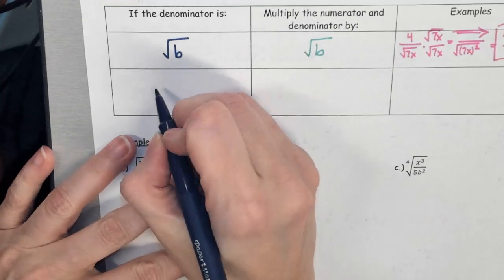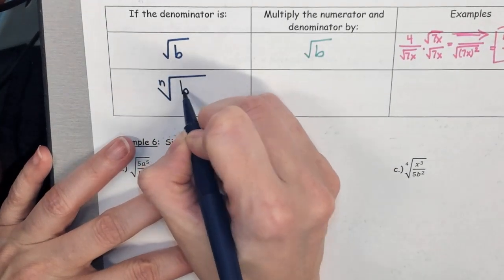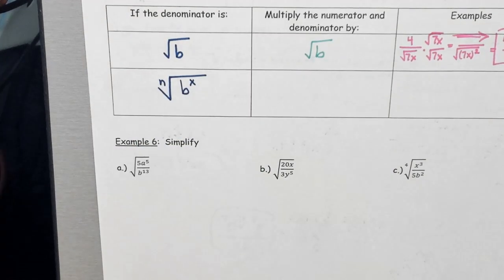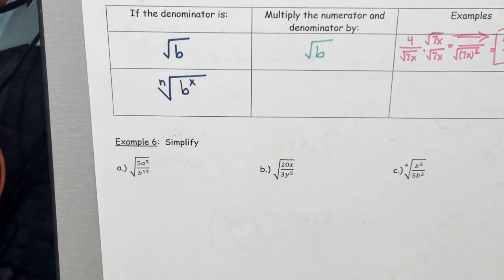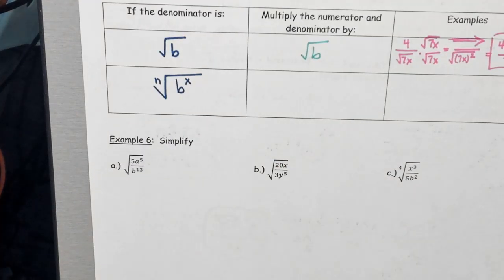Okay, now they're not always square roots. Sometimes they're cube roots, fourth roots, fifth roots. Okay, and sometimes they have an exponential power. So sometimes the exponent is 1, sometimes it's 2. Okay, this is a general form.